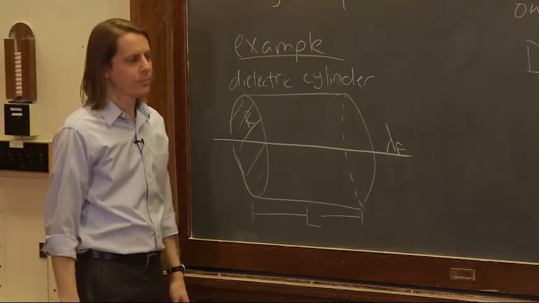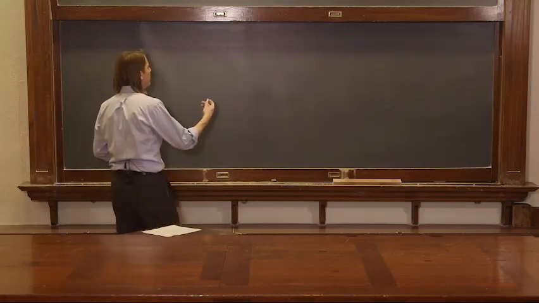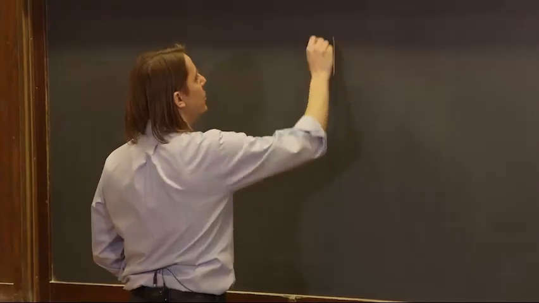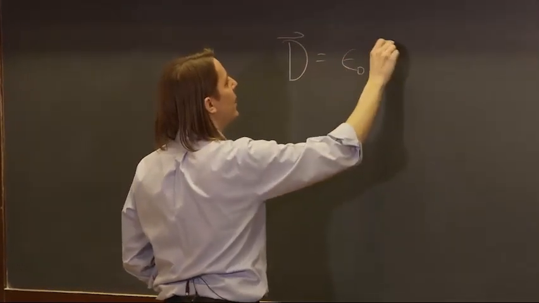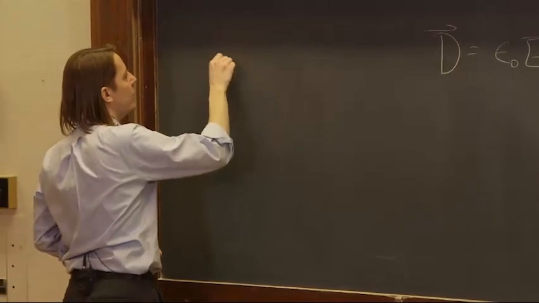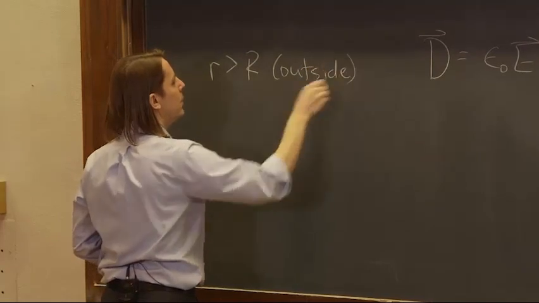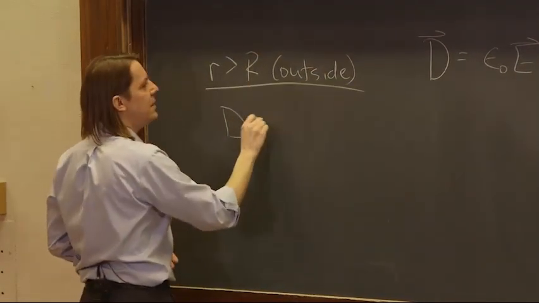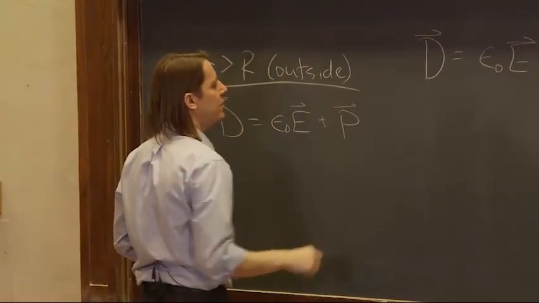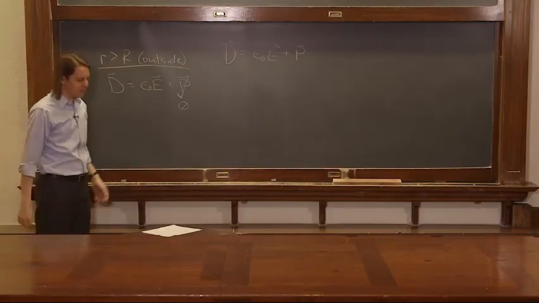That's the thing we really want. We have an expression for D that applies both inside and outside, but of course what we really want is the electric field, or maybe we want the polarization. So what we've got to do is just use our definition of D. D is epsilon naught E plus P. So let's first look outside. For the radius r greater than big R, also known as outside the dielectric, D is epsilon naught E plus the polarization. What's the polarization outside? It's 0. There's no dielectric. We're outside the dielectric. No polarization outside the dielectric.